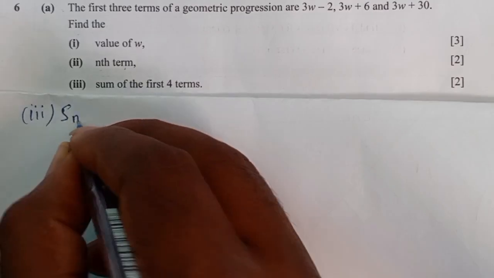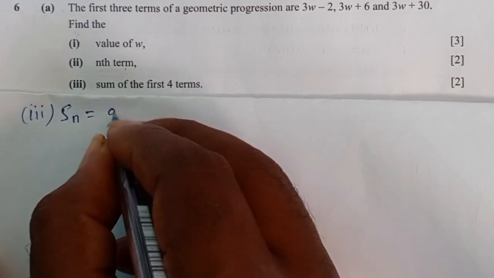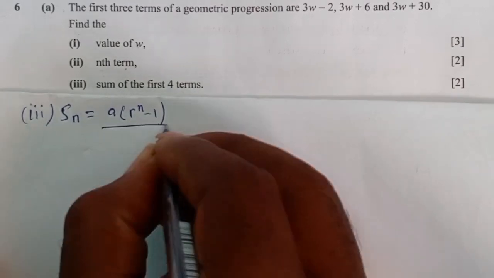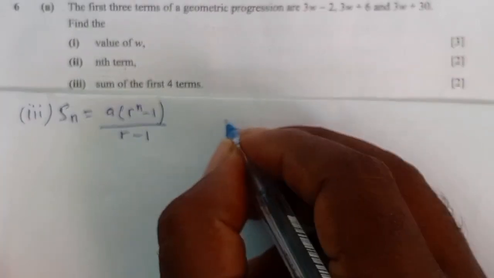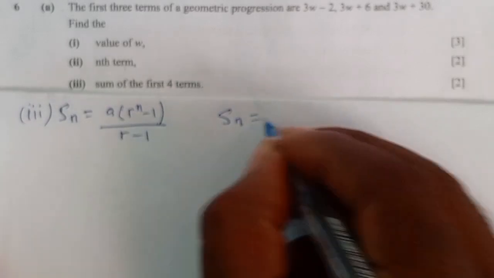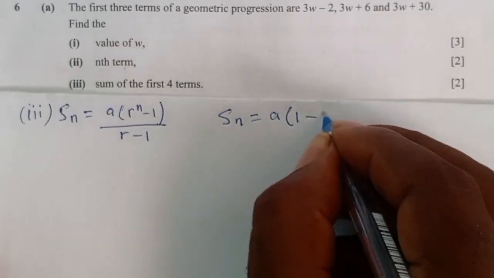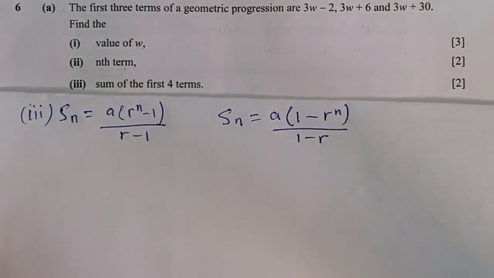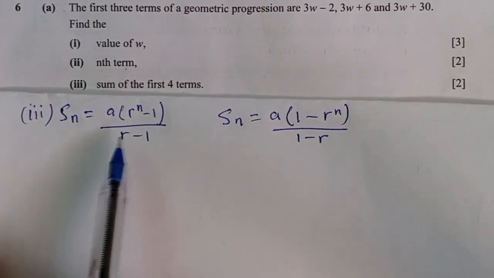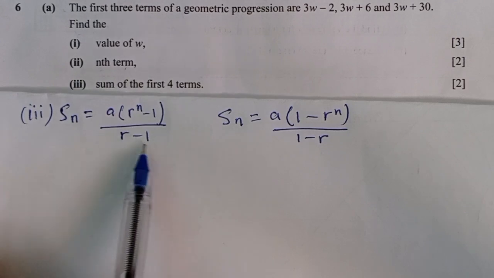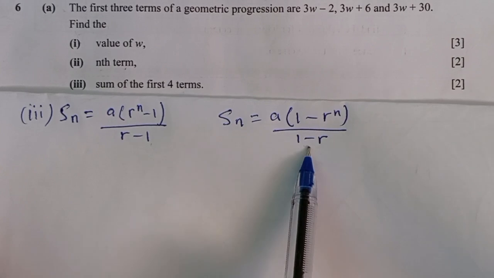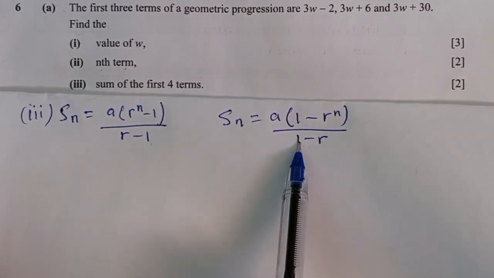So there are two formulas. Sum of the n terms is equal to a times r to the power n minus 1 over r minus 1. There's another one: a times 1 minus r to the power n over 1 minus r. So when do we use this formula? We use this formula if the value for r is greater than 1. When do we use this formula? We use this formula when the value for r is less than 1.